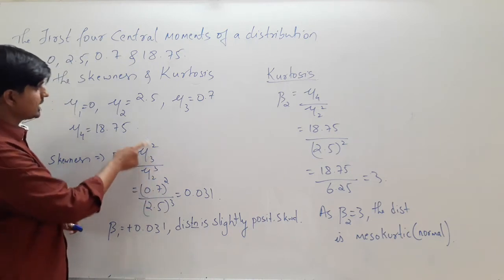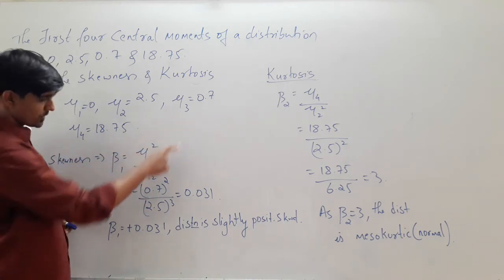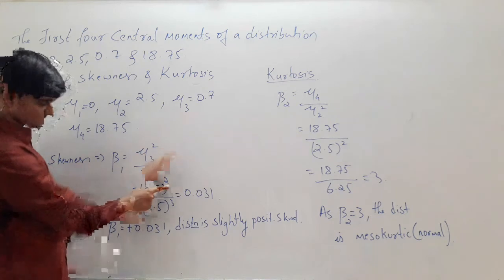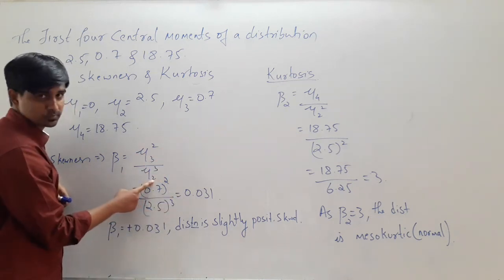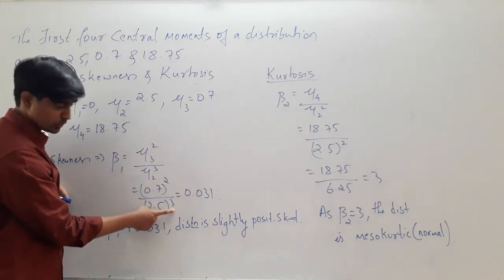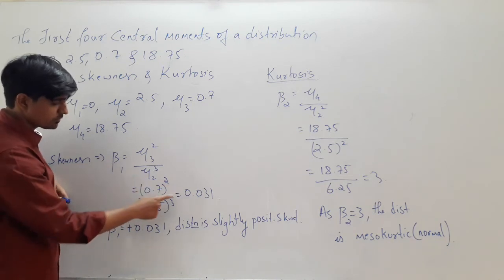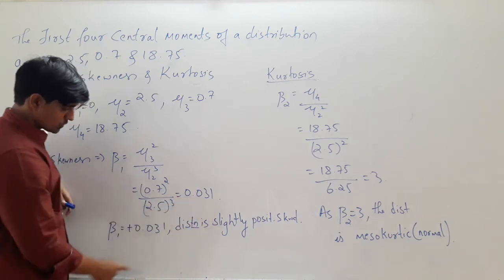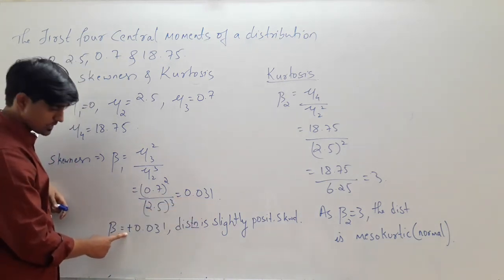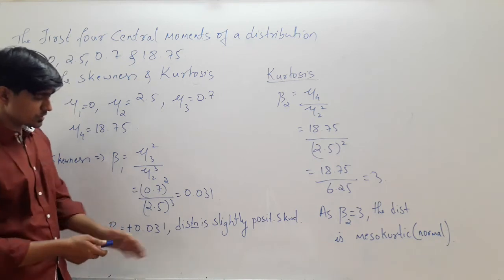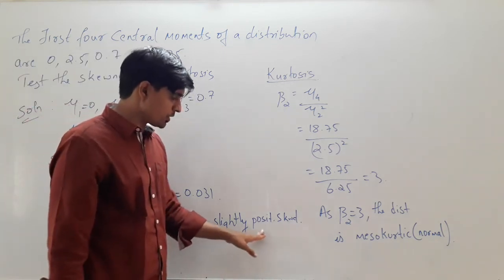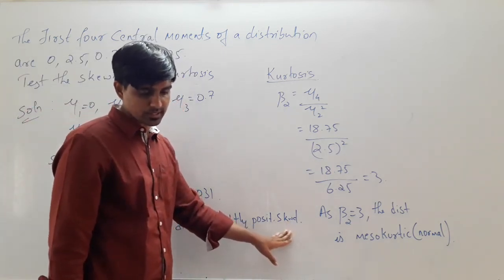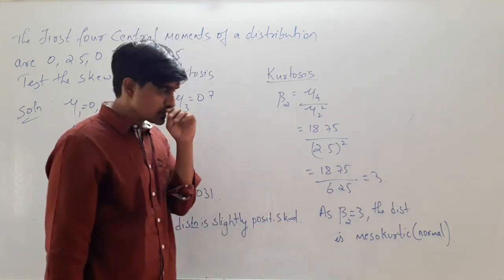So mu3 and you have to cube mu2. 0.7 square divided by 2.5 cube will give me 0.031. Because it is positive, positive 0.031, the distribution is slightly positively skewed. You have to write this. It is slightly positively skewed.